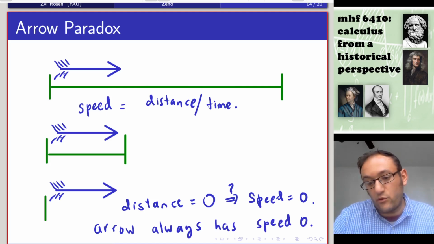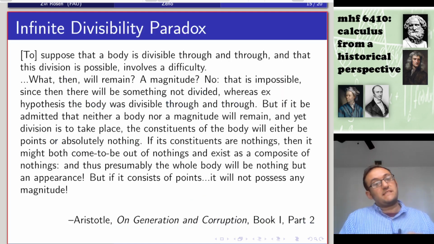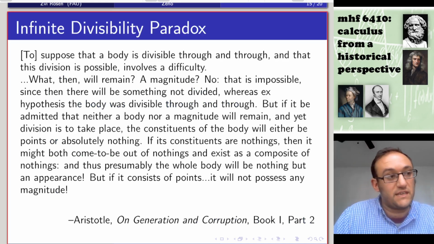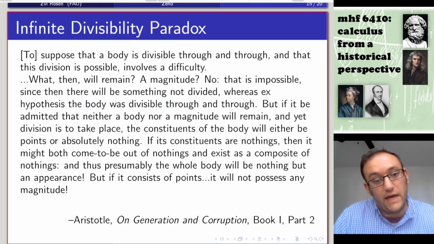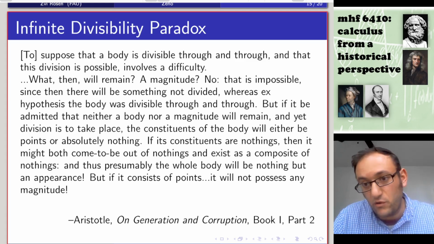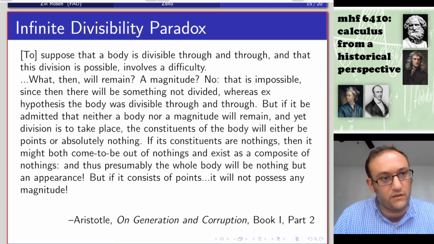Okay, that's the arrow paradox. And finally, an example of a paradox not related to motion, and we're taking this from a different spot in Aristotle. Here he doesn't attribute it to Zeno, but Simplicius attributes it to Zeno in another place. And it goes as follows.